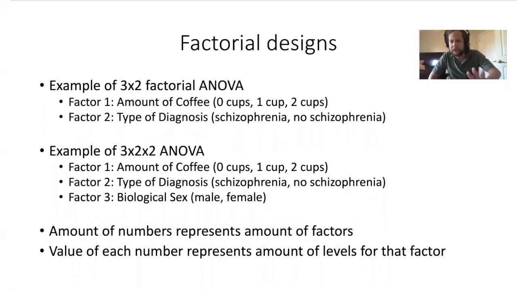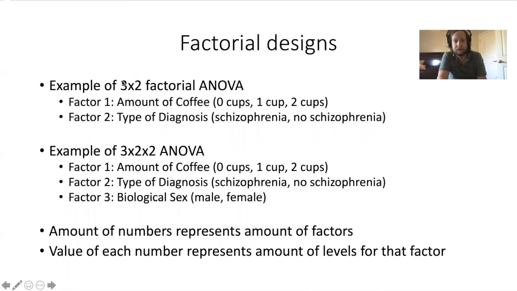So I'm using these behavioral examples so far just because they're the simplest. And then towards the end of this, once I think you're starting to get the hang of it, then I'll show you an example of a factorial design from cognitive neuroscience. So first off, I want to talk about this little nomenclature right here, 3 by 2. In any factorial design, you can always apply this factorial nomenclature. So this would be an example of a 3 by 2 factorial ANOVA. The amount of numbers here represents the amount of factors that we have.